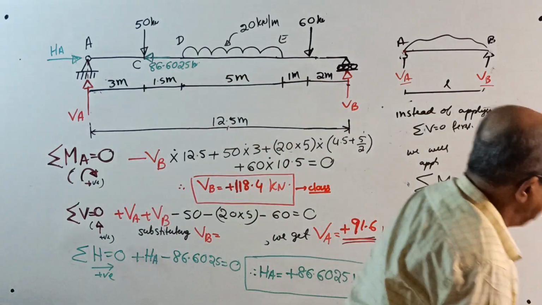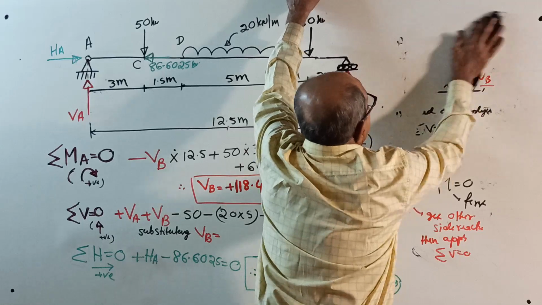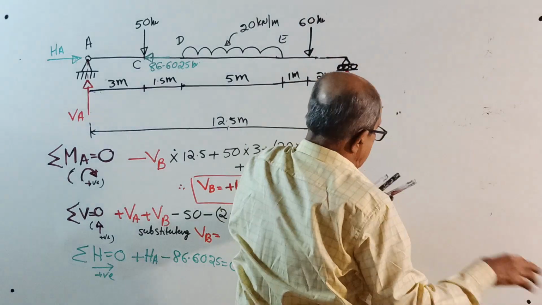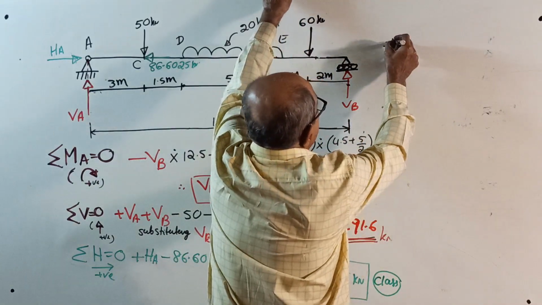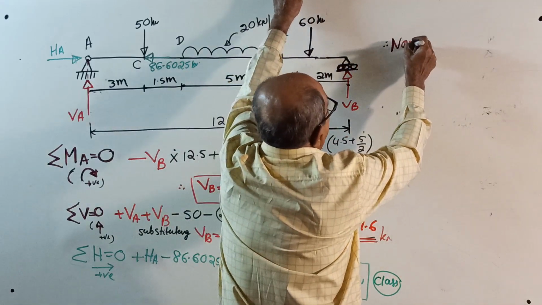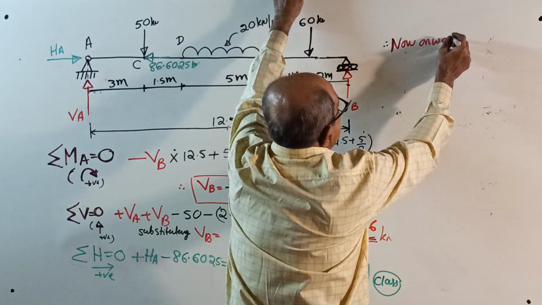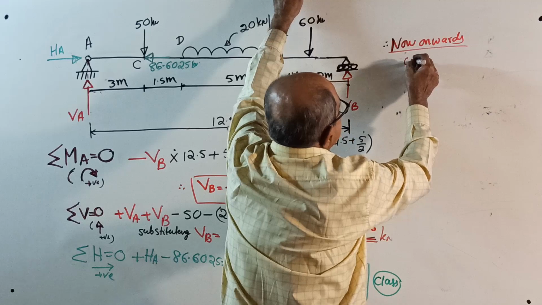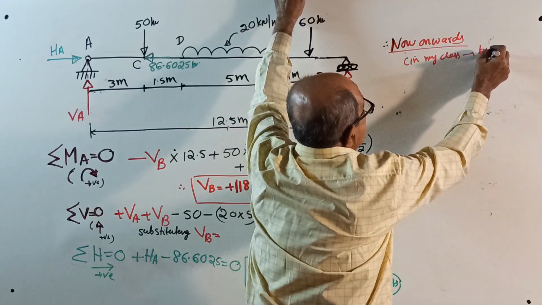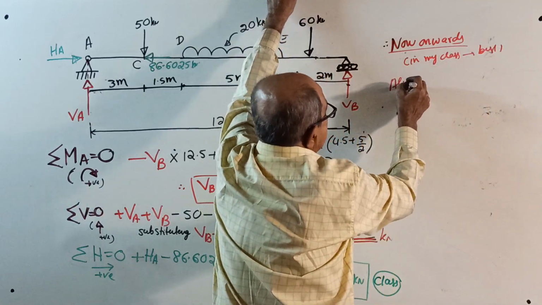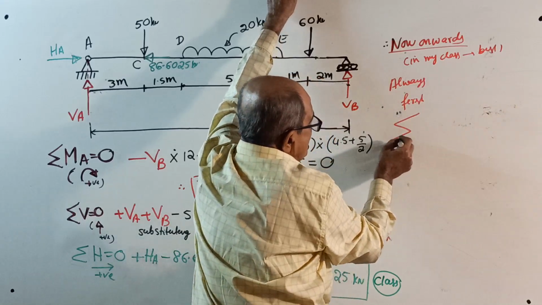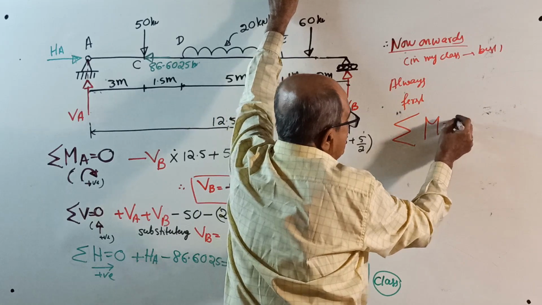Therefore, I will make a note here now. Now onwards, in my class, lastly, I use red color. Now onwards, in my class, this is the best approach. Always, first, sigma M equal to 0.